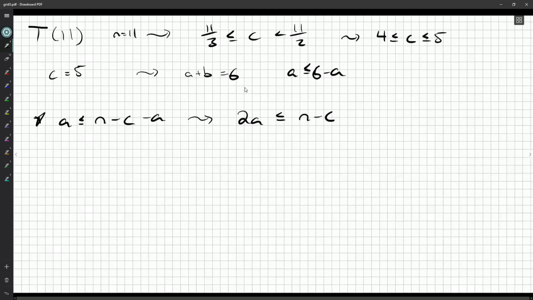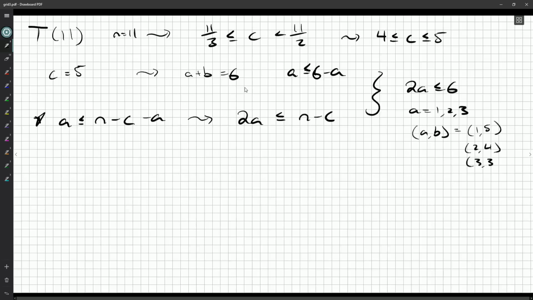So in this case, 2A is less than or equal to 6. So A is 1, 2, or 3. I'd really like to get a lower bound for A, if I could. But we can get AB is... We'd have 1 and 5, so I guess you can get 1 this time. 2, 4, or 3, 3. So that's 3 possibilities there.